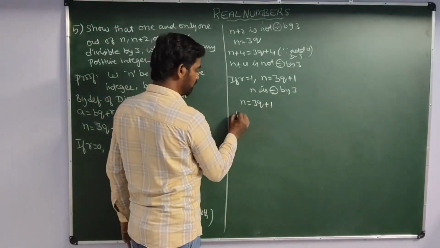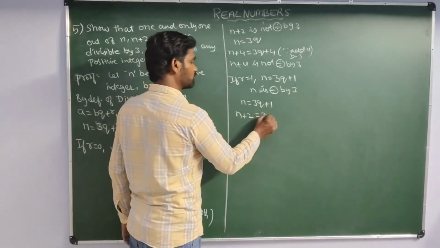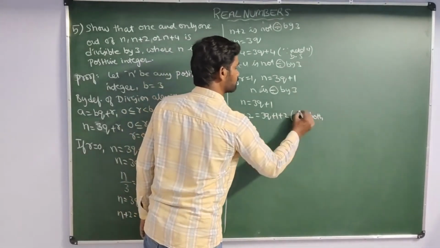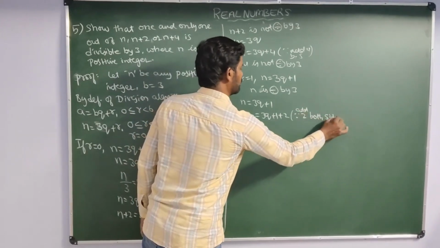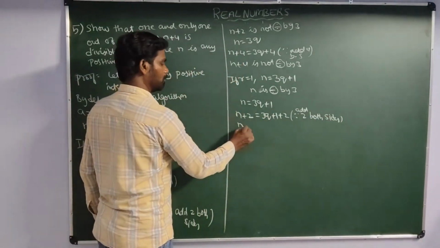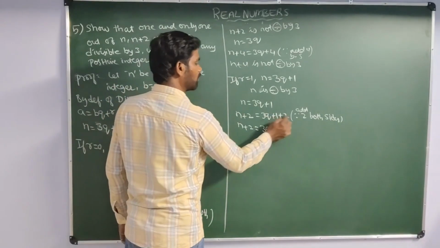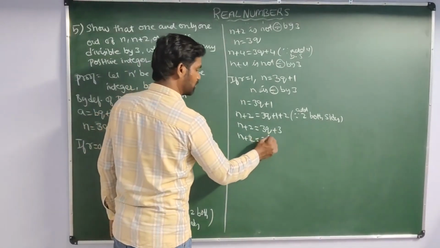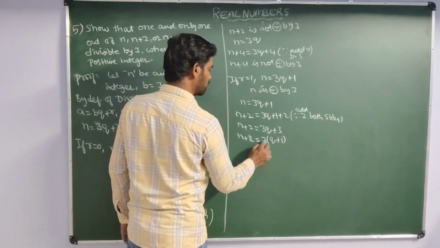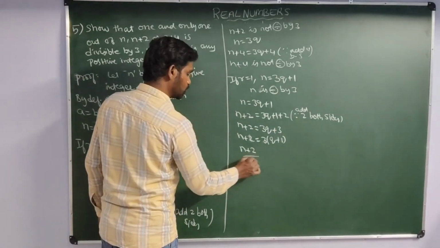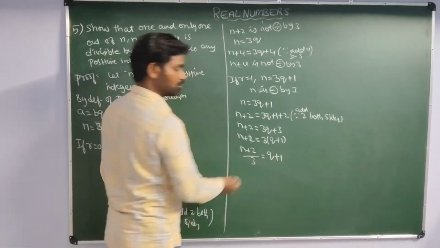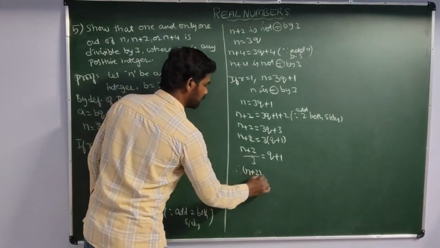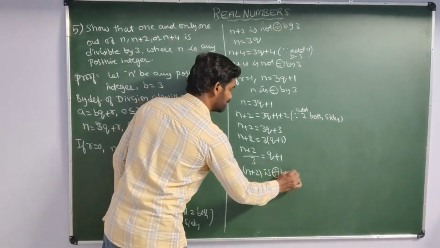To check that one, we have to add 2 both sides. N plus 2 is equal to 3q plus 1 plus 2. Add 2 both sides. What does it become? N plus 2 is equal to 3q plus 3, since 1 plus 2 is 3. Now here we can take 3 common. Then it becomes 3 into q plus 1. So can I write like this? N plus 2 by 3 is equal to q plus 1. Yes, n plus 2 is divisible by 3.